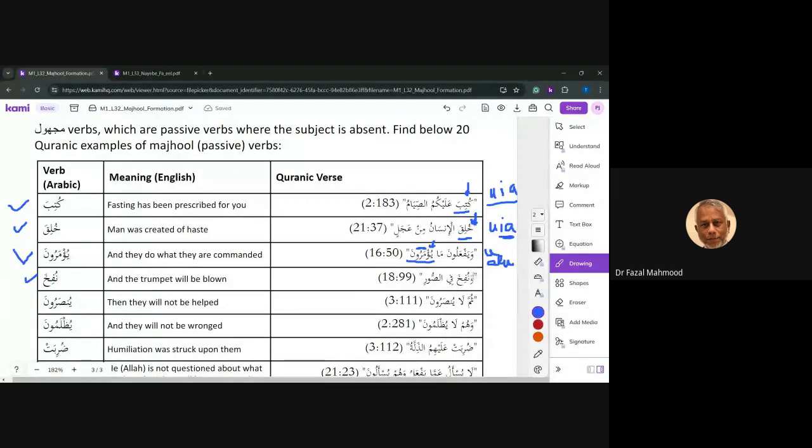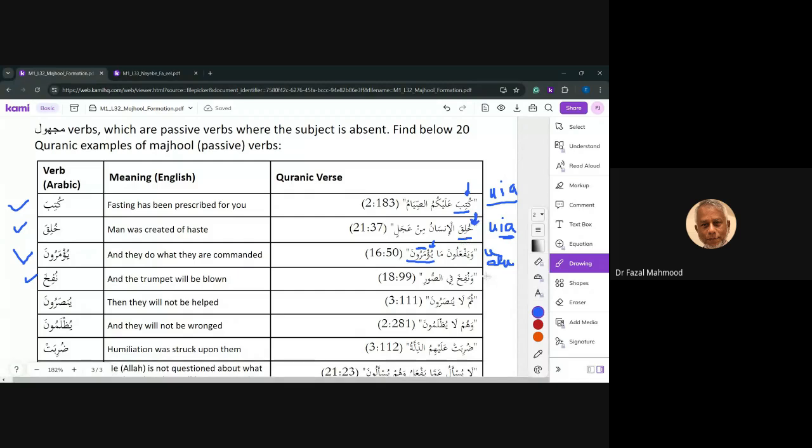But Ustada, I think your second example has not been read by anyone. Second, khuliqal insanu. I don't think it's done. Brother Dennis read it. Yes, he did. It is read, right? Yes, Brother Dennis read it.